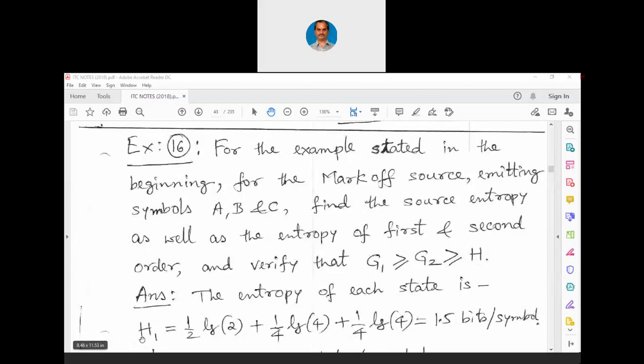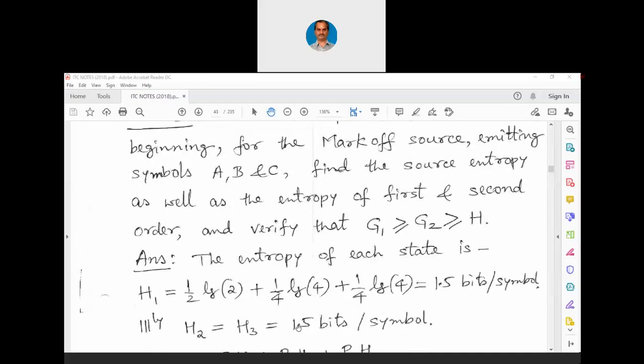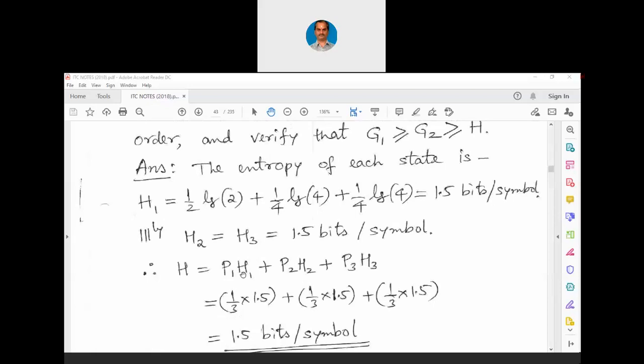The entropy of each state, H1, is half lg of 2 plus 1/4 lg of 4 plus 1/4 lg of 4, that is 1.5 bits per symbol. Similarly, H2 and H3 are also 1.5 bits per symbol for that particular Markov source which we had discussed as emitting symbols A, B and C. Now, capital H is P1H1 plus P2H2 plus P3H3 equals 1/3 into 1.5 plus 1/3 into 1.5 plus 1/3 into 1.5. There we had assumed all the states having equal probability. So the capital H is 1.5 bits per symbol.